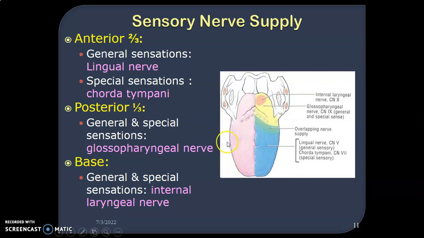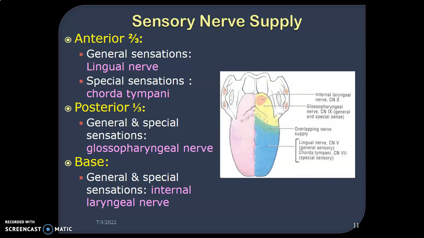So you divide the tongue into three: anterior 2/3, posterior third, and the base. And this is based on the different embryonic origin. The different parts of the tongue come from different embryonic origins, in terms of the pharyngeal arches that contribute to the development of the tongue.